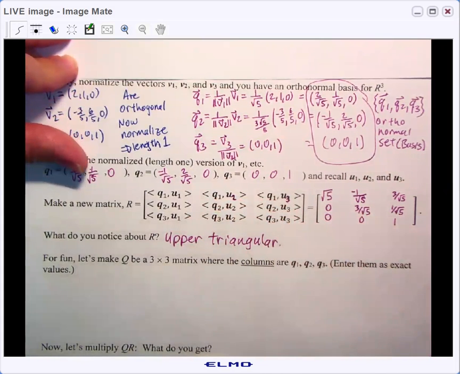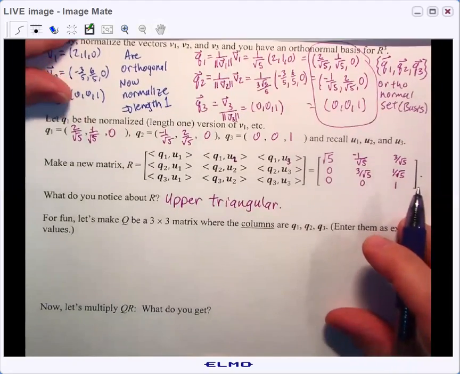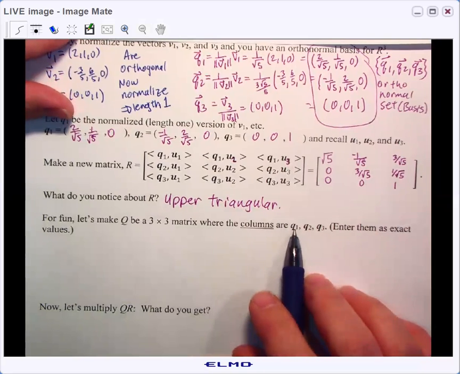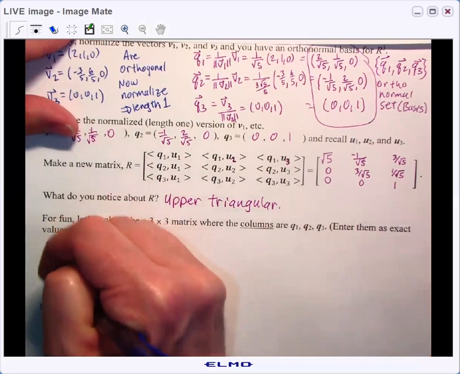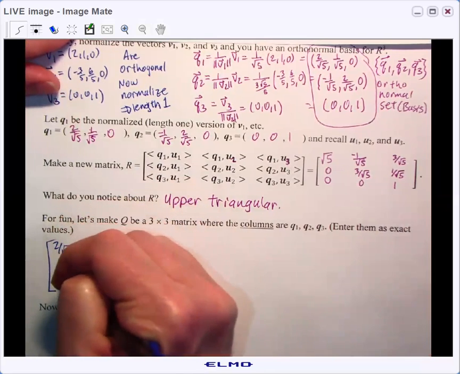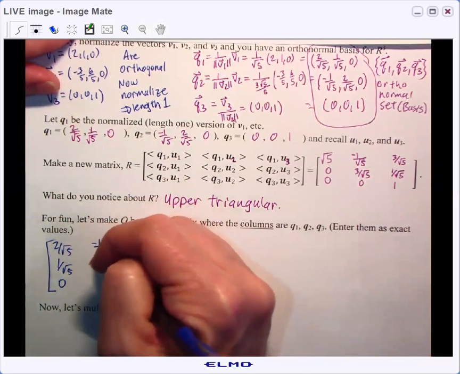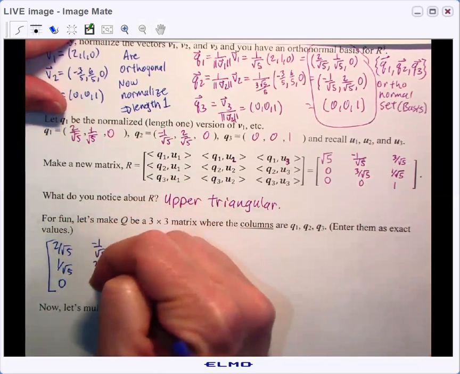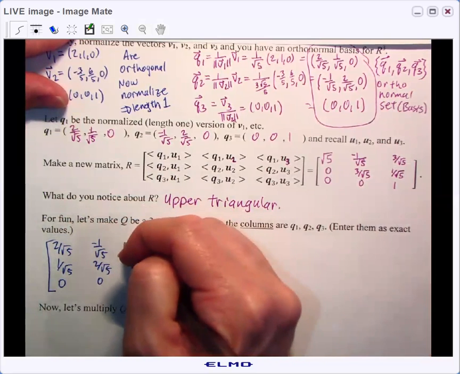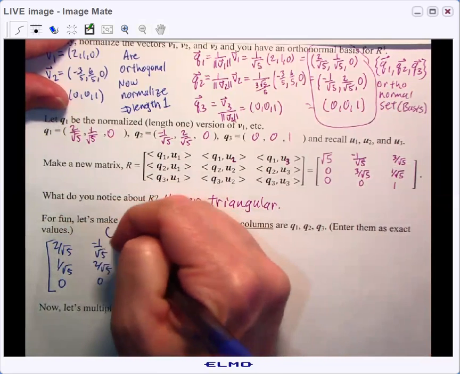Okay. And let's go ahead and make our Q matrix, where the Q's are the columns. So we've got 2 over square root of 5, 1 over square root of 5, and 0 as the first column. Negative 1 over square root of 5, 2 over square root of 5, and 0 as the second column, and 0, 0, 1. So here was our Q matrix.